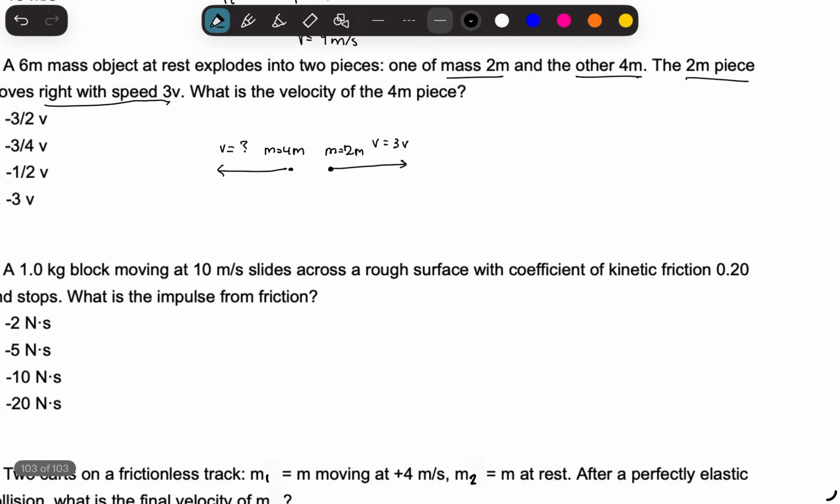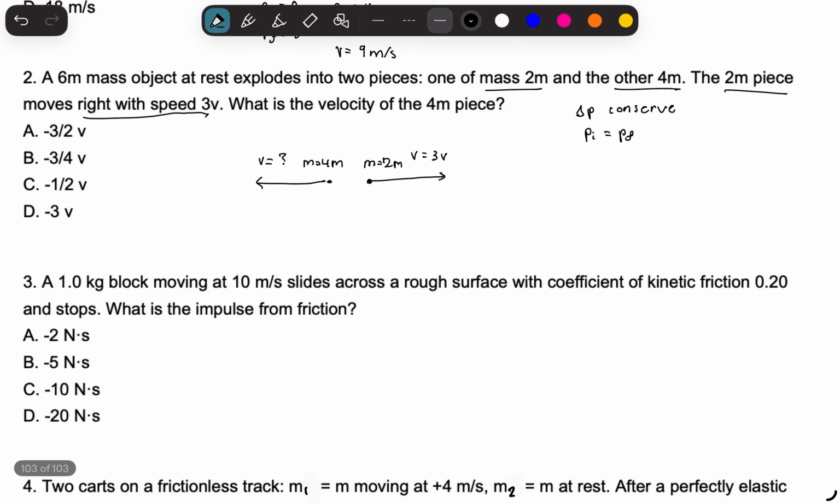So in this scenario, we don't have any external forces acting, so we have conservation of momentum. So P initial is equal to P final, but since we know that it starts at rest, P initial is going to be equal to 0. And we also know that the final momentum is then also equal to 0, because they're equal to each other.